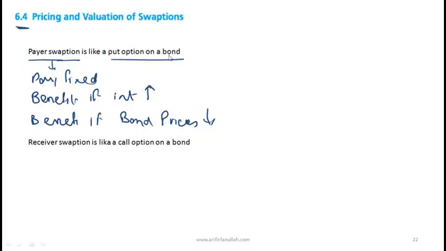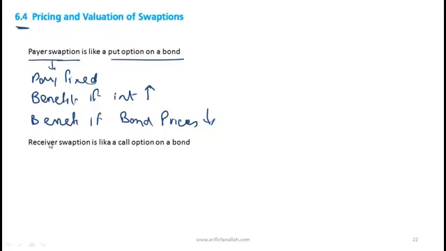Now let's look at a put option on a bond. When you have a put option on a bond, when do you benefit? You benefit when the bond price comes down, okay? Because with a put option, you have the right to sell the bond for, say, par value, and you benefit if the value of the bond goes down. So we'll do a simple numerical example later, but hopefully now you can just remember this. A payer swaption is like a put option on a bond.